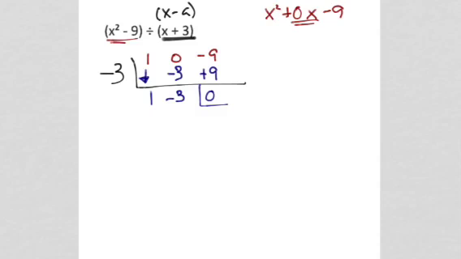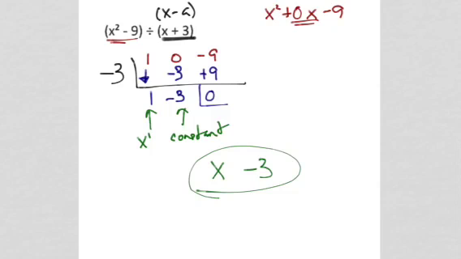So as I work backwards again, this term here is my constant term. So my answer is going to end with a minus 3. This term here should be my x to the first power term. And that's 1, so just 1x. There's my answer.